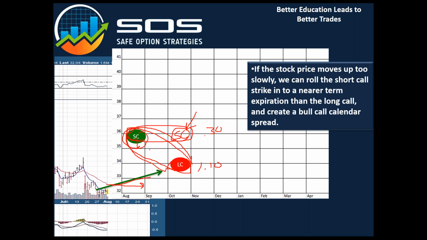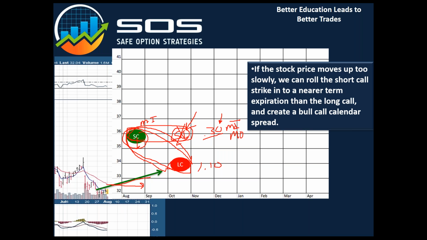We're going to move that thing in. We should be able to buy to close this for less than 30 cents per share. We took in 30 cents per share when we opened the trade. Now there's going to be some money out involved in closing this. The close of this one is going to be money out, and the opening of this one is going to be money in.